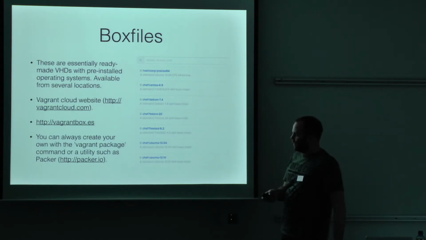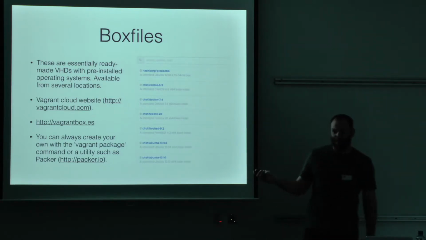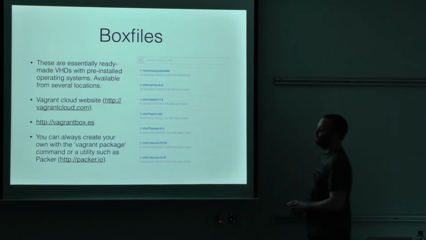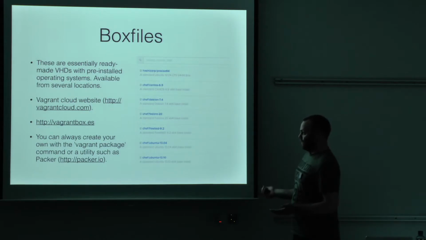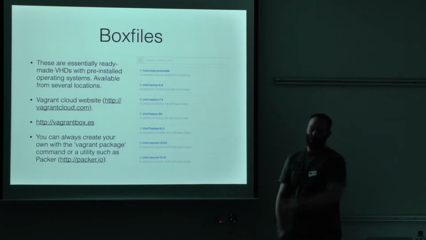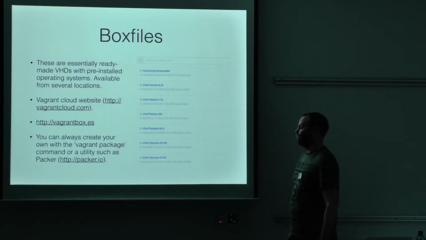Another source is vagrantbox.es. It's a third-party host of Vagrant box files. But it's very popular. Again, it was the main source for box files before Vagrant Cloud came along, and there's lots on there. And one of the nice things as well is you can create your own box file. There's a command in Vagrant called vagrant package that will take your VM as you have it set up and turn it into a box file, so you can use it in other projects if you want. Customize it in other projects. And there's utilities such as Packer as well that will do something similar.